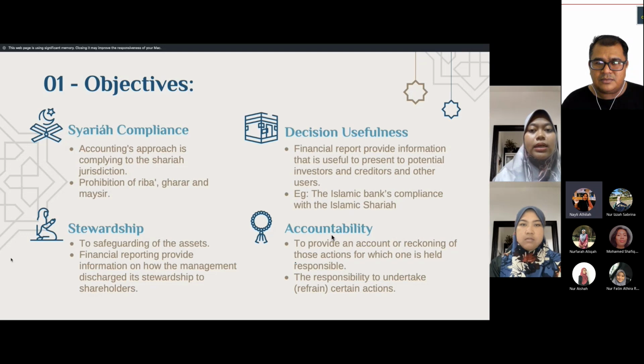And lastly is accountability, where it is said that accountability is a broader concept than stewardship and is the primary objective in Islamic accounting. Accountability is defined as a duty to provide an account or reckoning of those actions for which one is held responsible. The accountability objective extends into that responsibility to undertake or to refrain from certain actions and to provide an account of these actions.